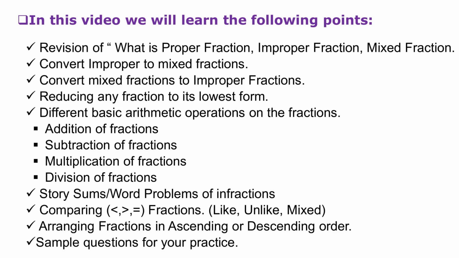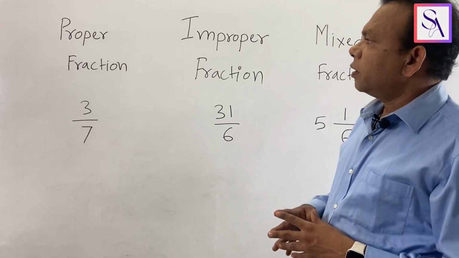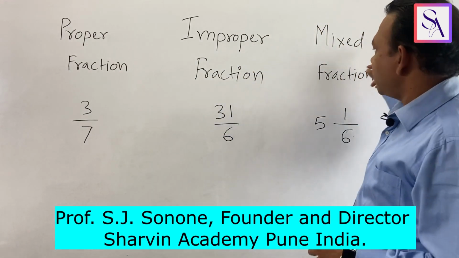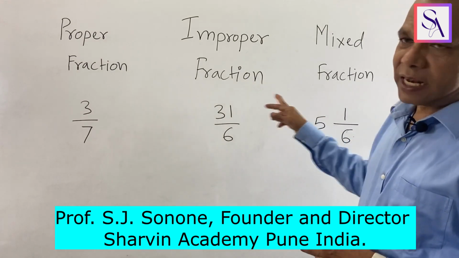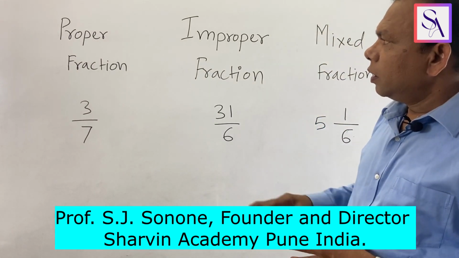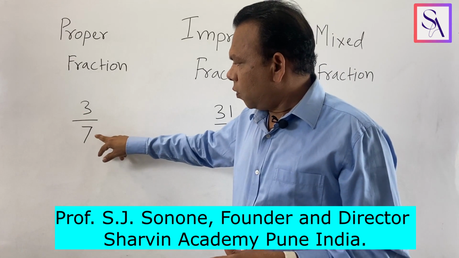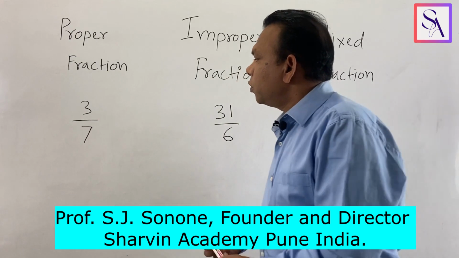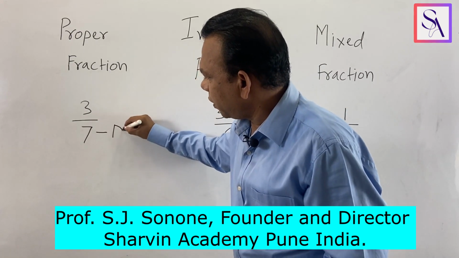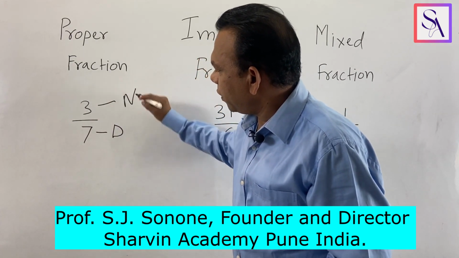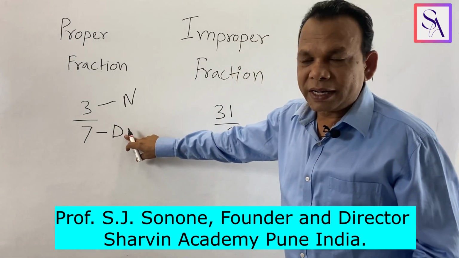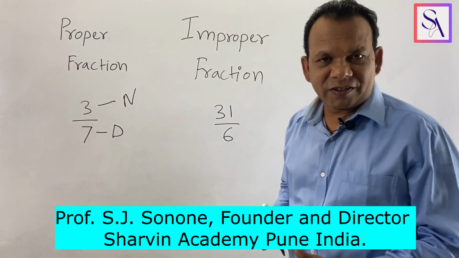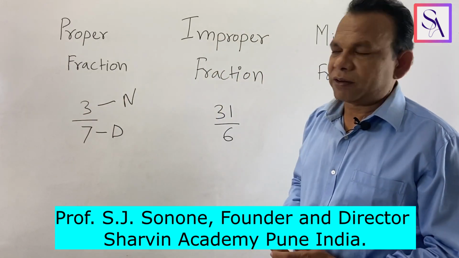So let's start, right? We have seen in the last video that there are three types of fractions: proper fractions, improper fractions and mixed fractions. Proper fraction is nothing but a fraction whose denominator is greater than numerator. This is d and this is n. See, denominator is greater than numerator. So this is a proper form of fraction. That's why it is called a proper fraction.